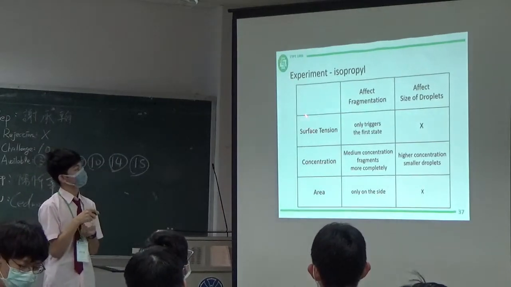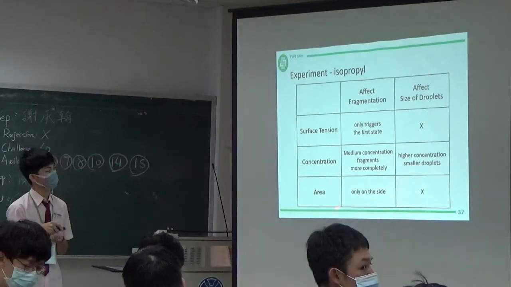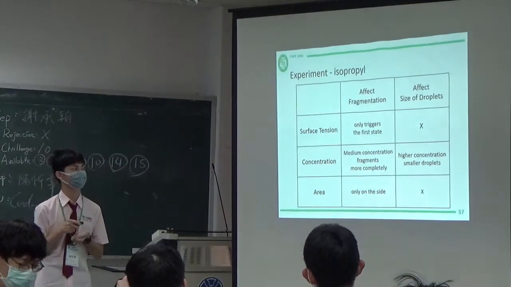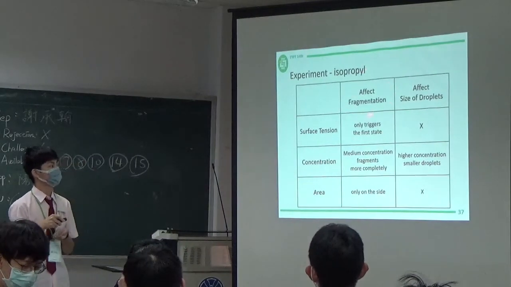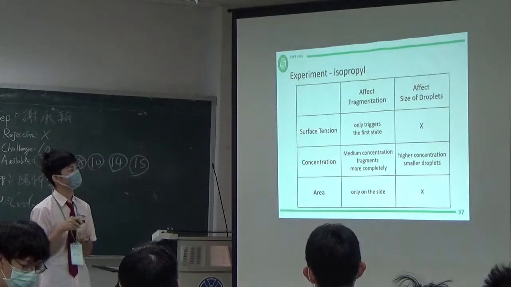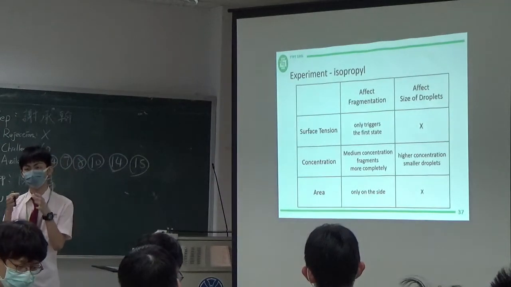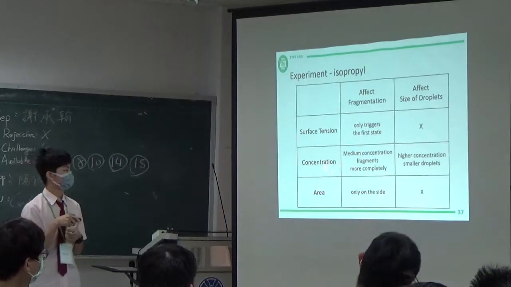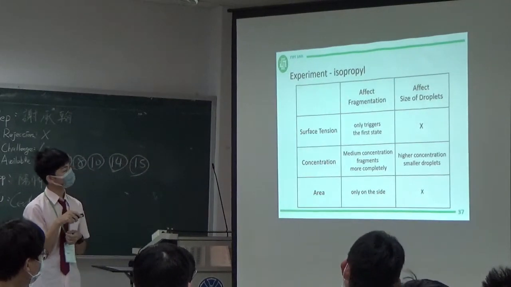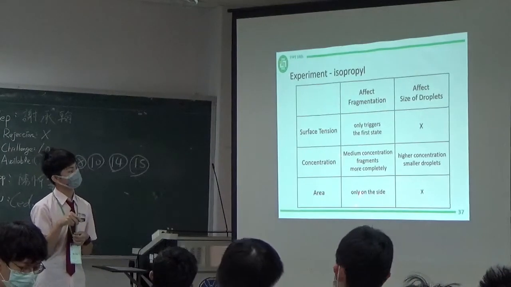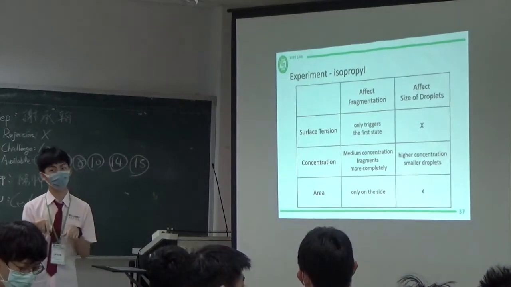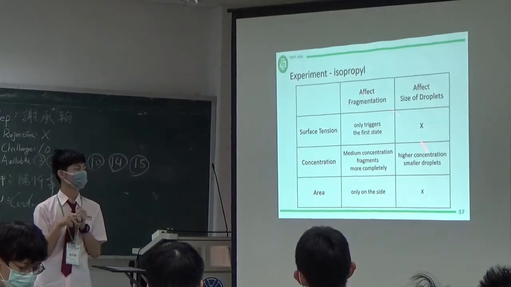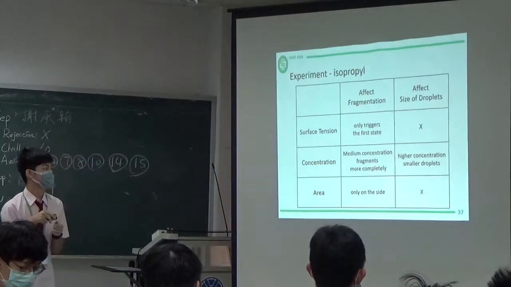So as we can see, for the surface tension, concentration, and the area of the oil, we think only concentration affects the size of the droplets. But for the effect on fragmentation, the surface tension only triggers the first stage, which is the alcohol spreading onto the whole surface for the droplets to fragment. And for the area, it only affects the fragmentation on the side, where I said there might be a collision between the small droplets because of the area of my plate.